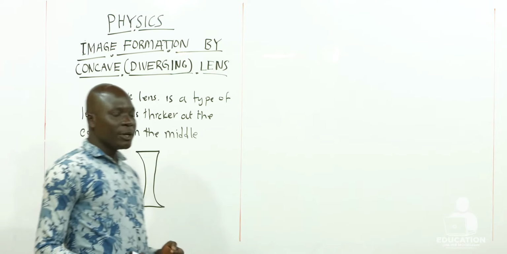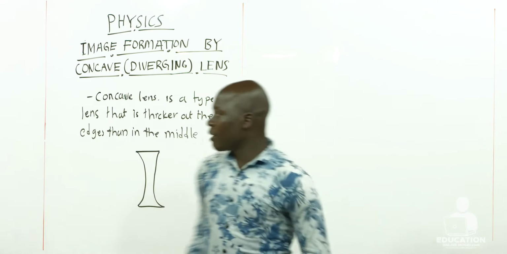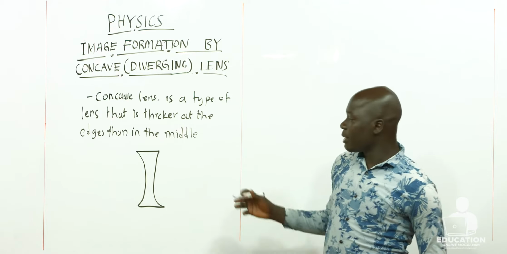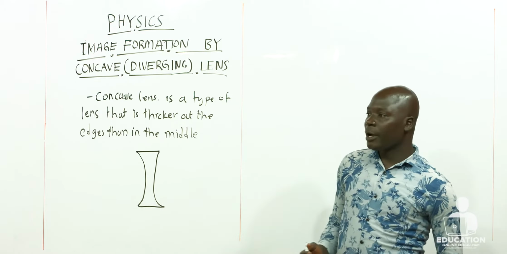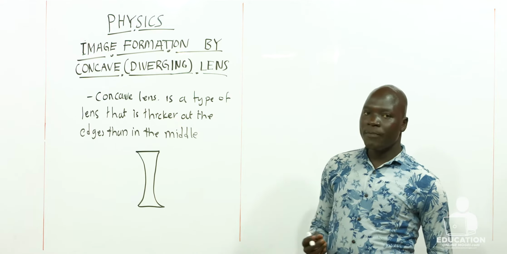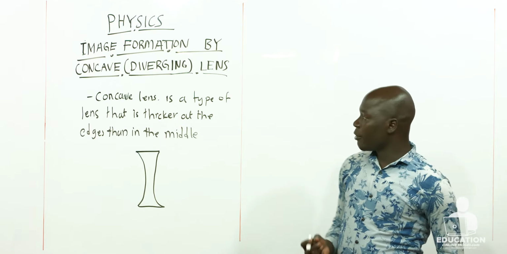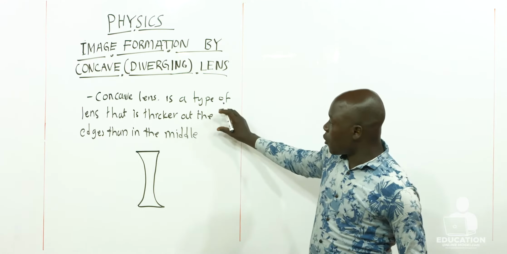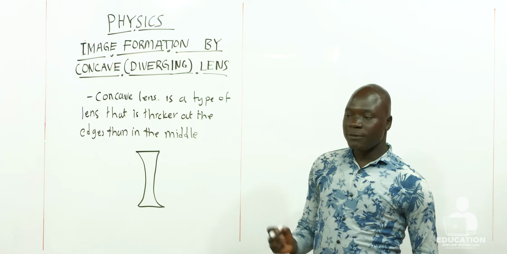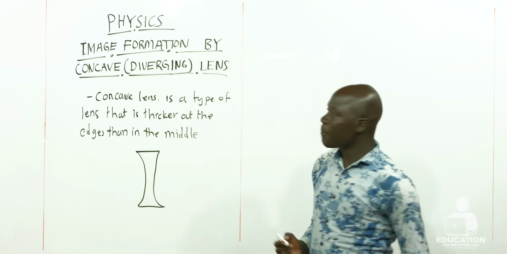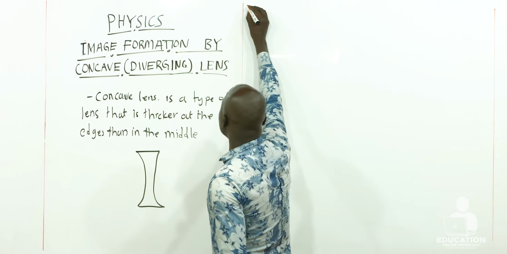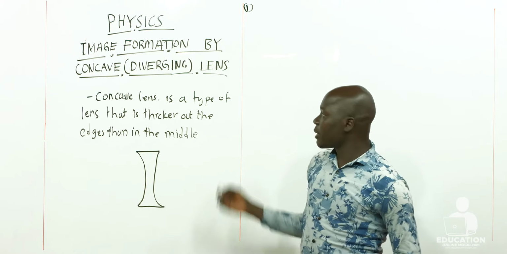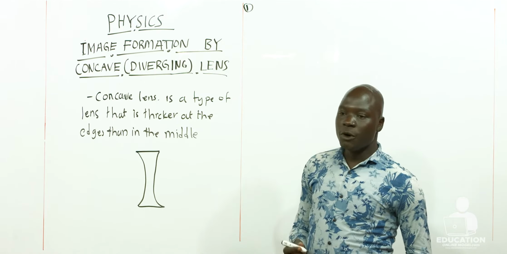So now image formation in a concave lens shall be got by drawing ray diagrams. And we say a ray diagram is an illustration of how we can locate the position and the nature of the image formed by a concave lens. Now for us to draw these ray diagrams, we have certain rays that we have to consider. We have three rays that will always pass through the concave lens, but in the drawing of the ray diagram we shall consider two of the rays.